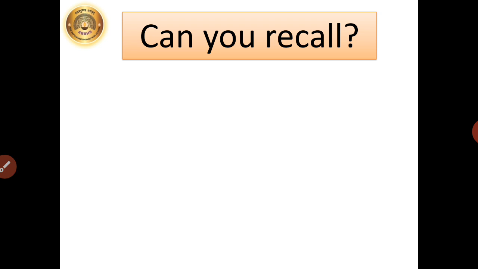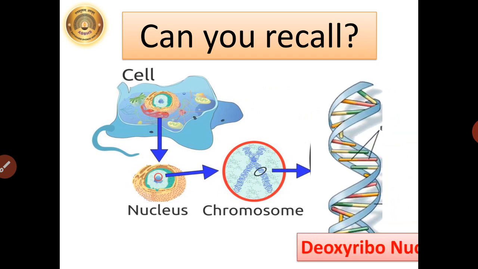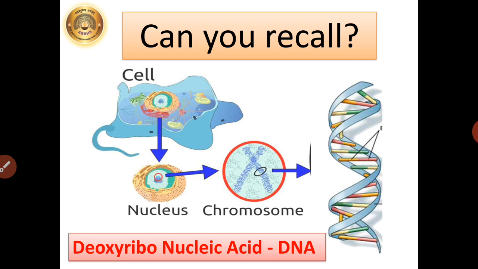Can you recall which components of the living organisms carry hereditary characters? Just observe the given picture. Cell is the basic structural and functional unit of life. Cell contains the nucleus, the main controlling part, which contains the genetic material, that is chromosomes. These chromosomes are made up of DNA, deoxyribonucleic acid. Students, all this you have already learnt in standard 9th.